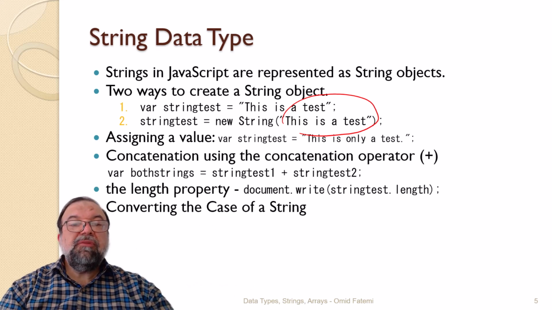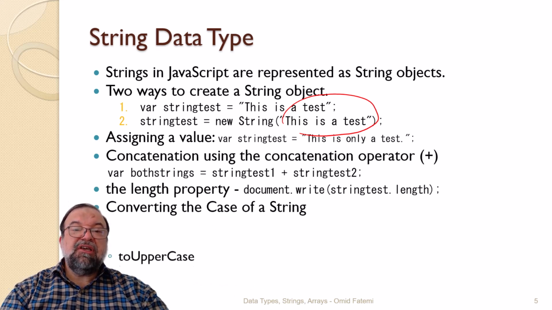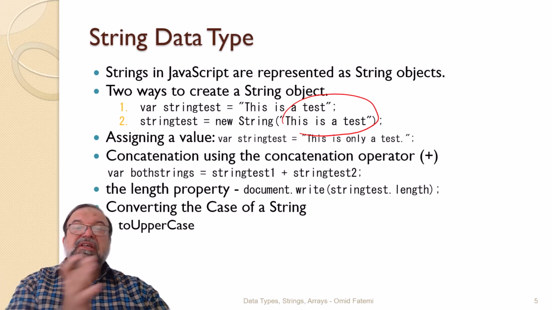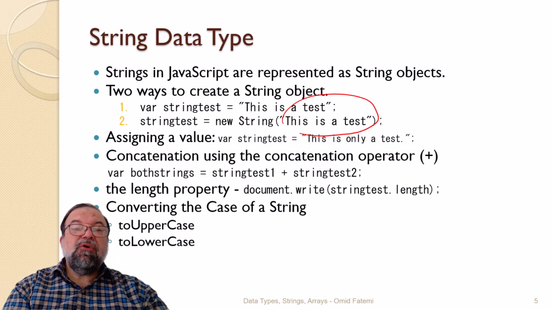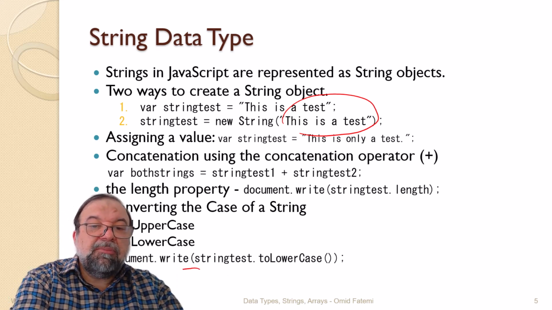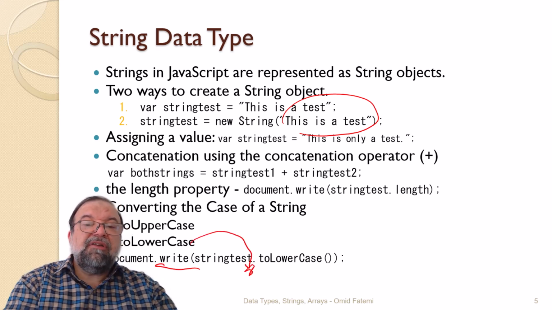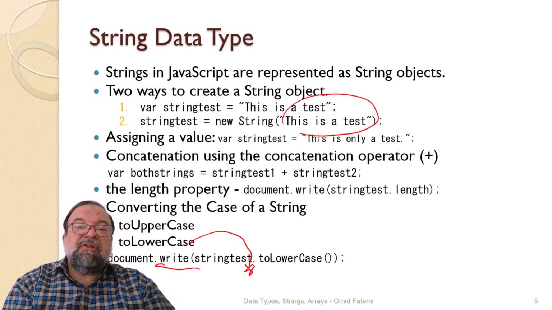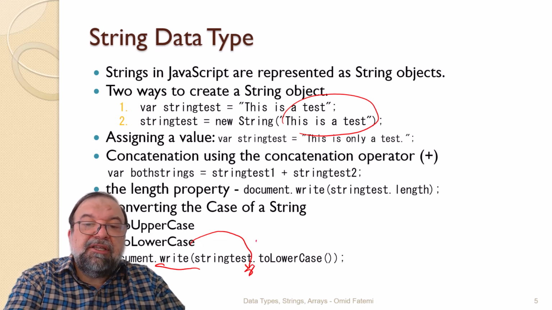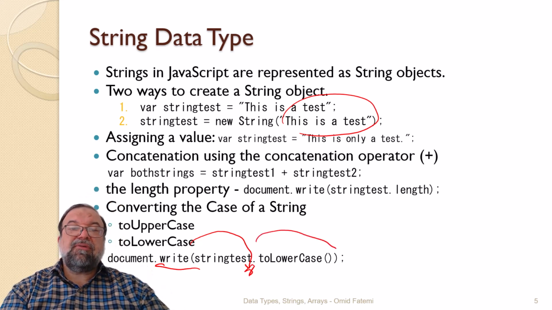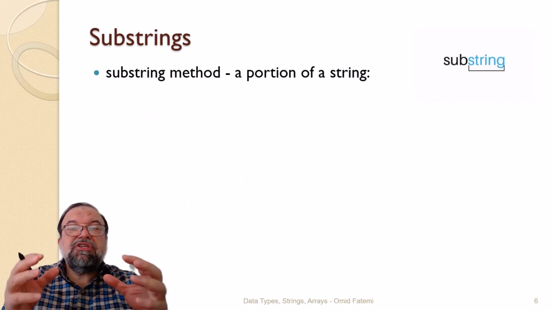There are two useful methods for converting the case of a string. For example, you could say toUpperCase. Then it will convert the string to uppercase, or toLowerCase, which converts it to lowercase. For example, you write document.write, the object, the method write, and a string dot toLowerCase. You remember, if you want to use properties or methods of an object, you use a dot and then the method.